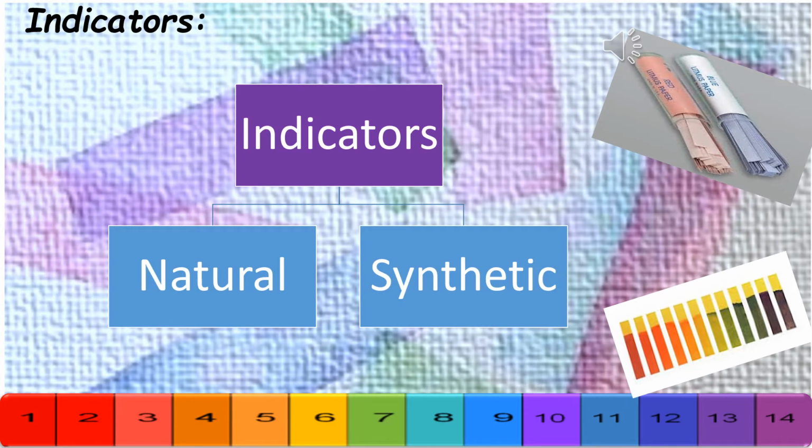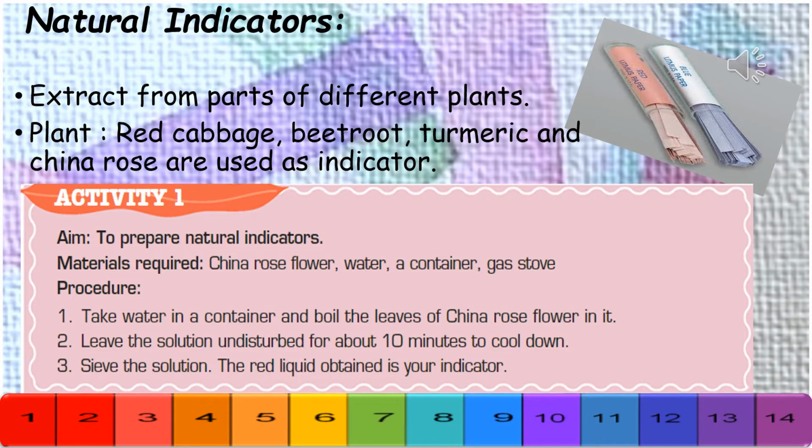Further, these indicators, or say acid base indicators, are of two types: natural indicators and synthetic indicators. So litmus, China rose, turmeric, they are natural indicators, while phenolphthalein, methyl orange, methyl red, they are the synthetic indicators. Let's talk in detail about the natural indicators.